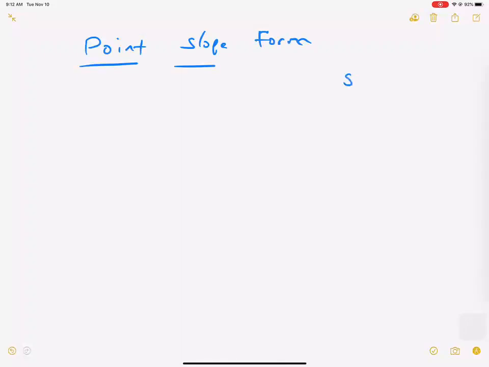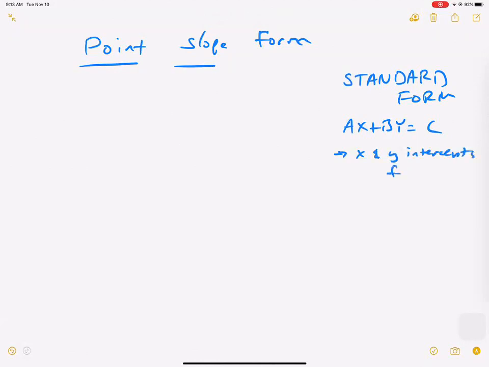So far, we covered something called standard form. In standard form, we take our x and y and we always put them on the same side: ax plus by equals some number c, okay? One cool thing is that you can find the x and y intercepts fast. An example: if I say 3x plus 4y equals 12, what is the x-intercept and what's the y-intercept?